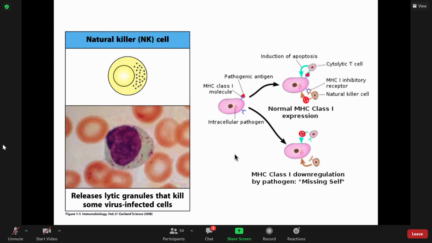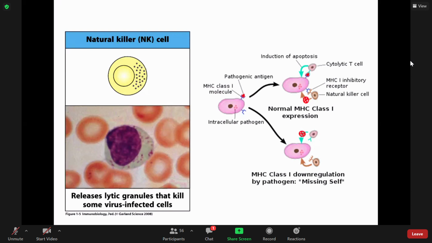Okay, the other cell type is NK cells. As the name suggests, these are natural killer cells. What that means is they are naturally poised to kill either infected cells or transformed cells.